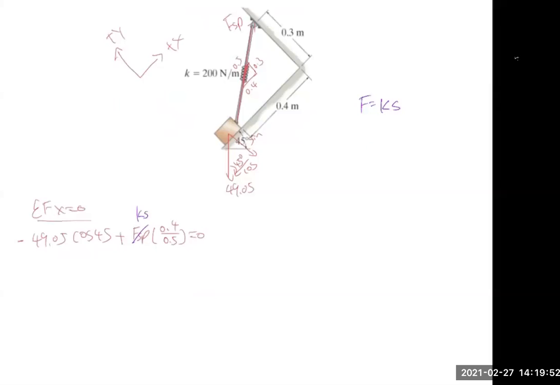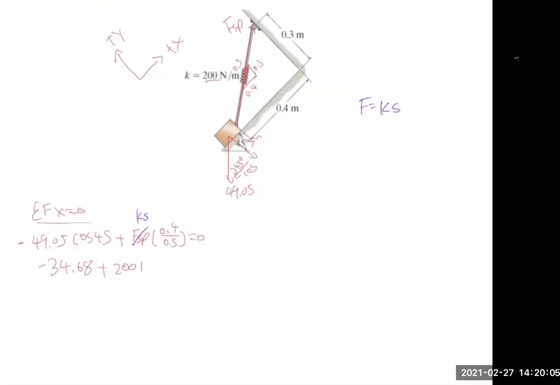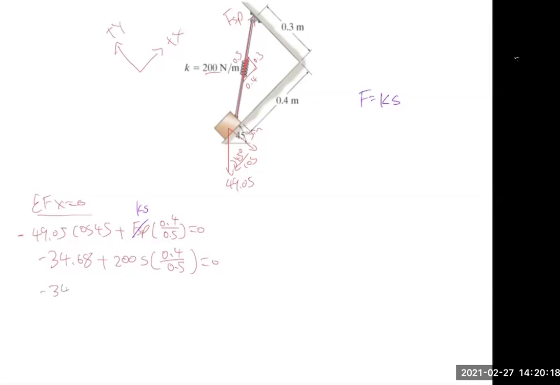Okay. Then if I put in the calculator, I got negative 34.68 plus I know my K is 200 because right here it's 200. S times 0.4 over 0.5 equals 0. And then what I can do right now is just distribute this to 200. Negative 34.68 plus 160 S equals 0. And then S is equal to 34.68, because bring this 34.68 over, it becomes a positive, over 160. I got my S equals 0.2167.